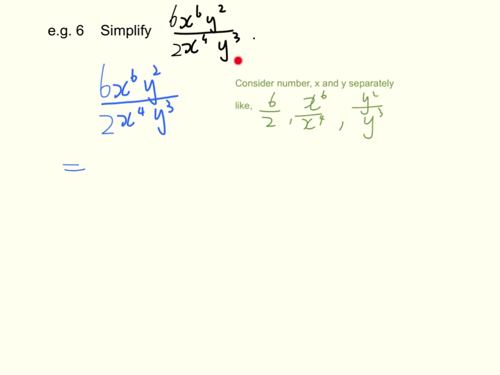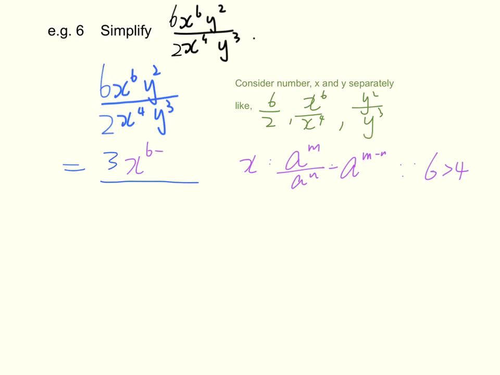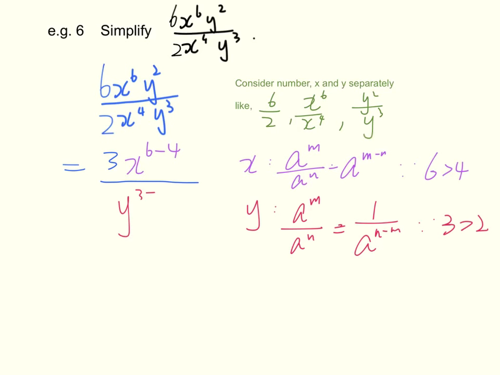Let's look at example 6. You have to simplify this expression. Then you have to consider the number, variable x and y separately like here. Then 6 divided by 2 is 3, so you write down 3 here. For x, you have to apply this law, because 6 is bigger than 4, so you write down x to the power 6 minus 4 here. For y, you see that 3 is bigger than 2, so you apply this law, and then you write down y to the power 3 minus 2 in the denominator. Finally, you can get this answer, 3x squared over y.